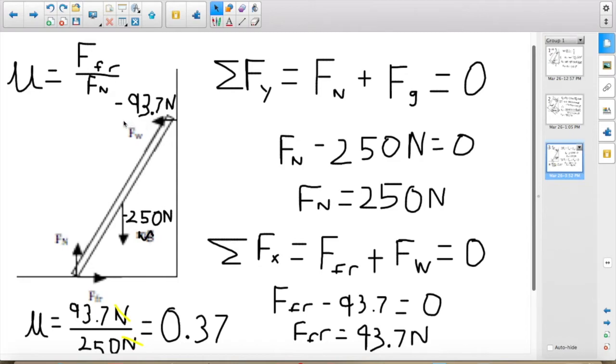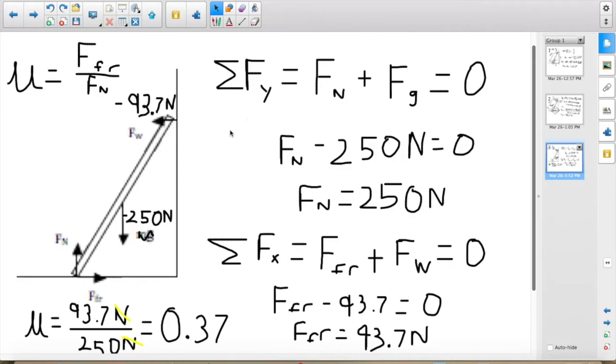All right, so I've got the picture up here again, and now I've written in those two new forces that we know. We know that the force from the wall is 93.7 newtons to the left, so I called that negative 93.7 newtons because in the x direction we always call left negative. And then for the force of gravity, I have negative 250 newtons. Again, I called that negative because typically down is the negative direction.